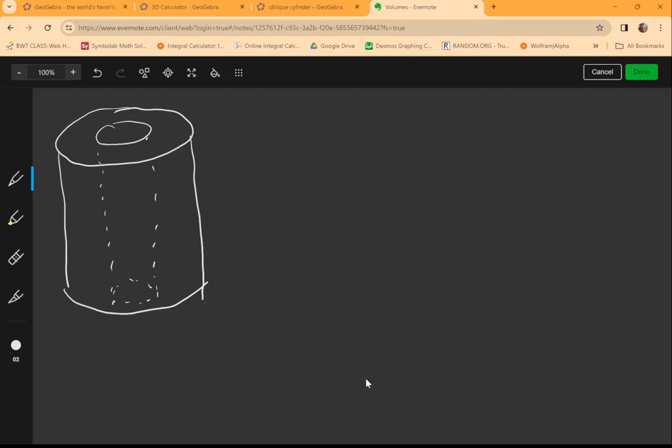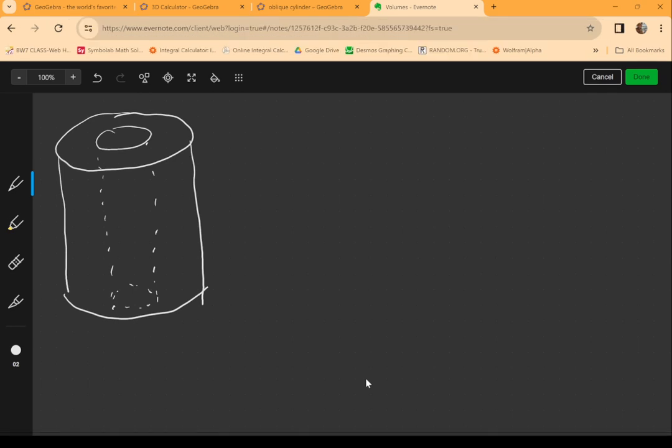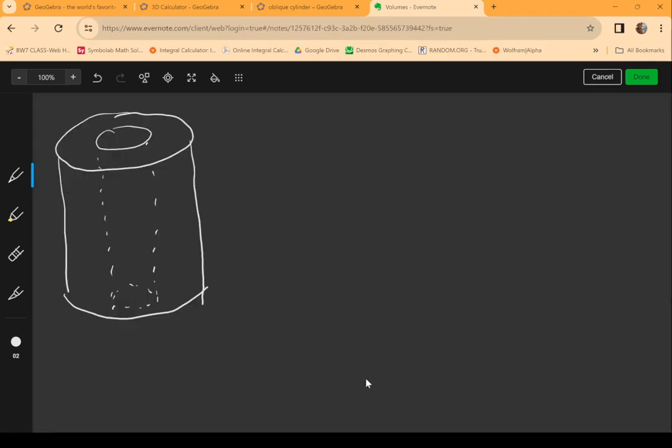Okay, so let's take a look at a couple of examples using the volume of a cylinder formula. So let's take a look at something like this. Let's say we start off with a solid cylinder and then we cut out another cylinder inside, so this whole inner part is empty.